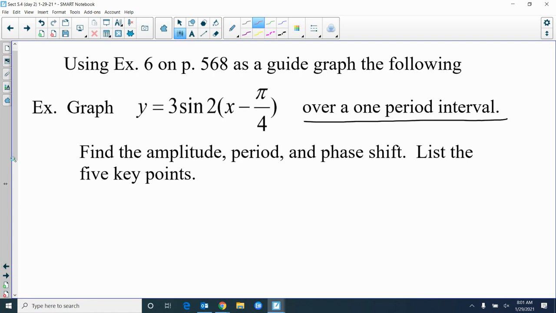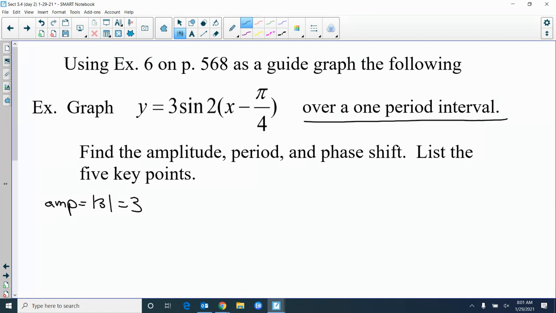All right, so in this case, given these key values, the 3 tells us the amplitude, right? I know we already have that down, but I'm going to put it down anyway. The amplitude equals the absolute value of 3, which is just 3. It tells you how high or low it goes from the midline. What else? What's to the right?